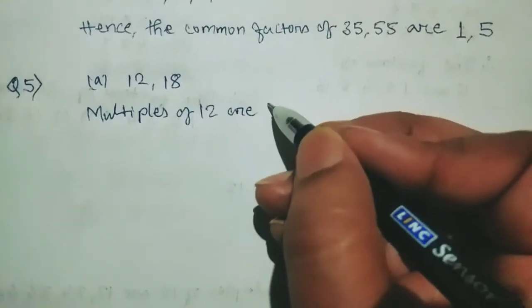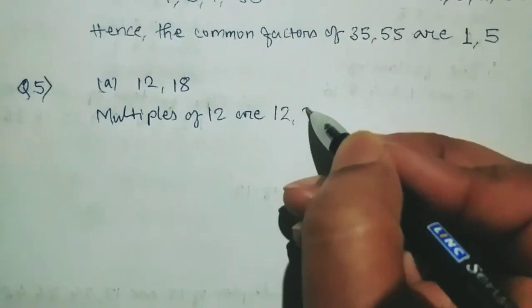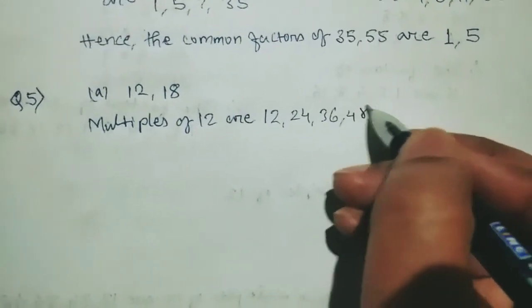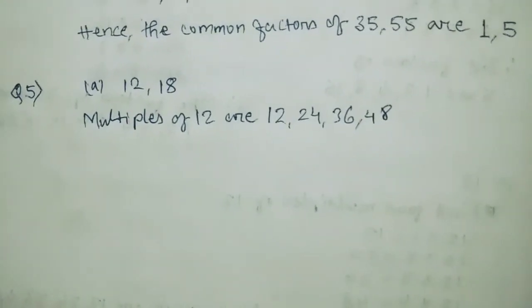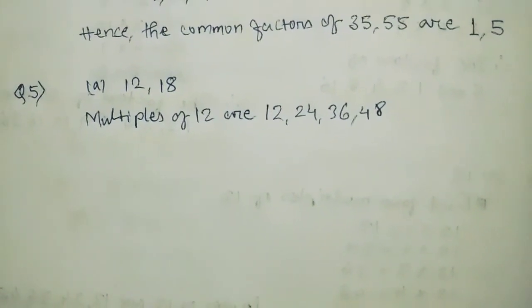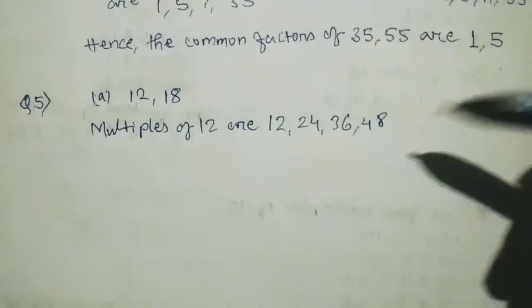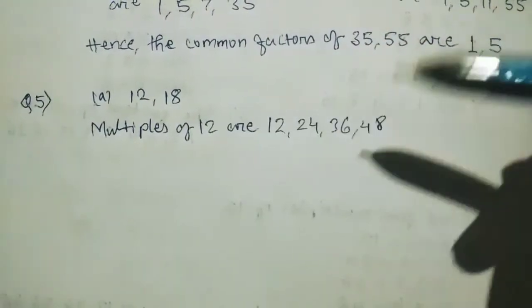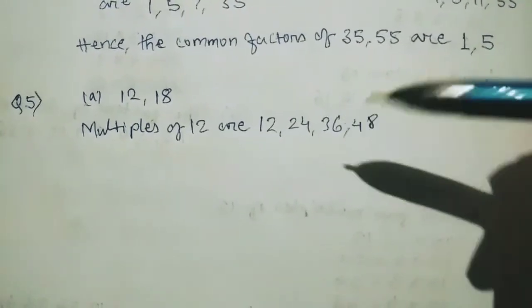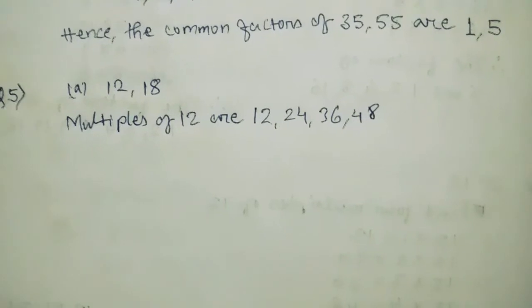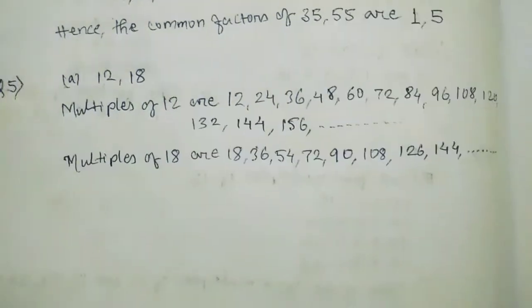That is, first of all, 12 1 is 12, 12 2 is 24, 12 3 is 36, 12 4 is 48. Like this, you have to write all the multiples. So here you have to find the 4 common multiples between 12 and 18. So you have to write the multiplication tables of 12 and 18 until we get the 4 common multiples between these two numbers.